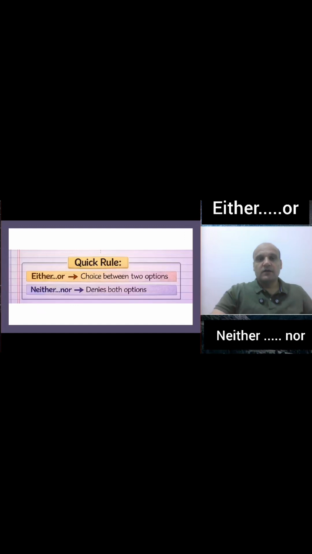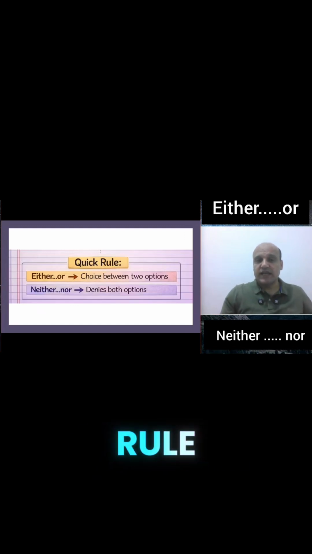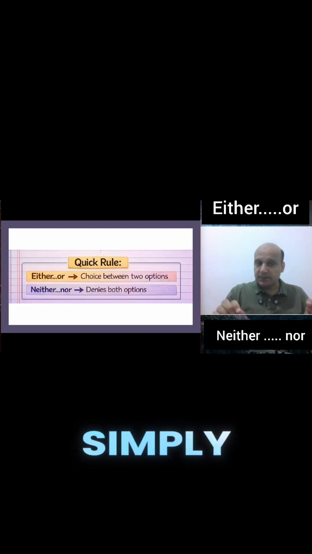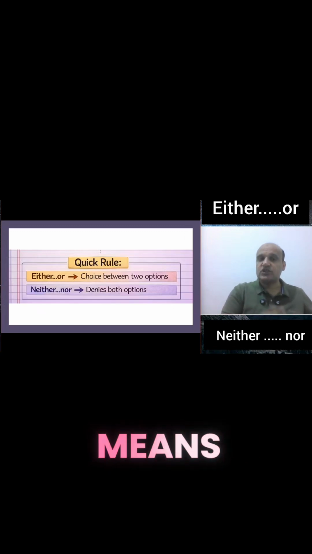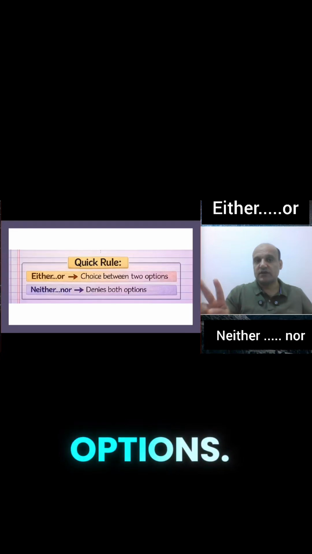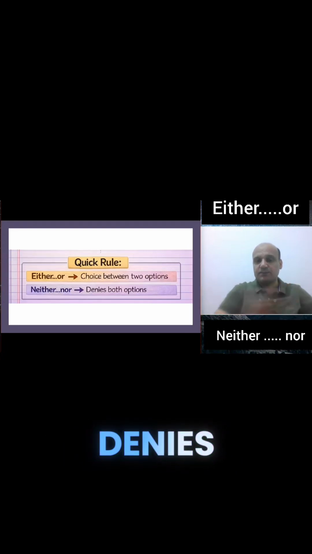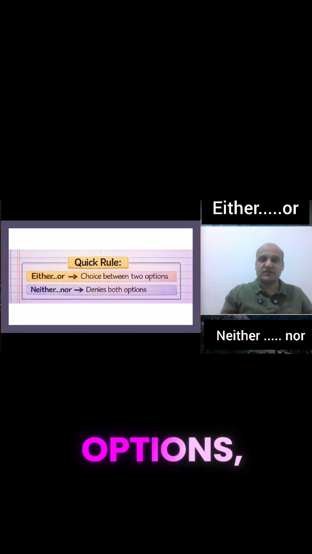Okay. Now, what is the quick rule here? The quick rule, simply, is that either or means a choice between two options. Neither nor denies both options. No options. You will not do anything.